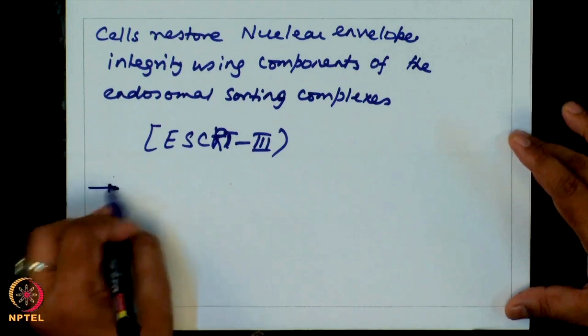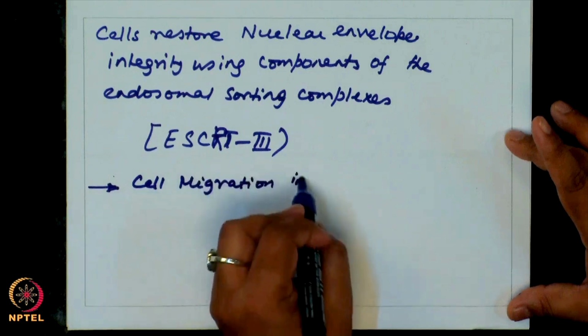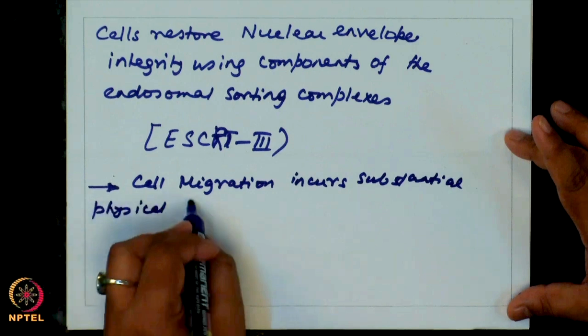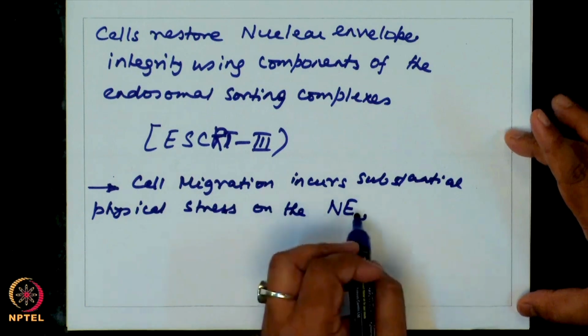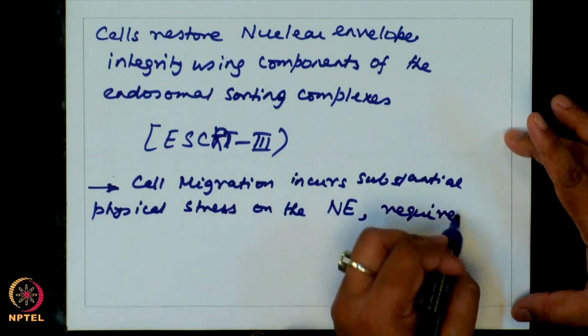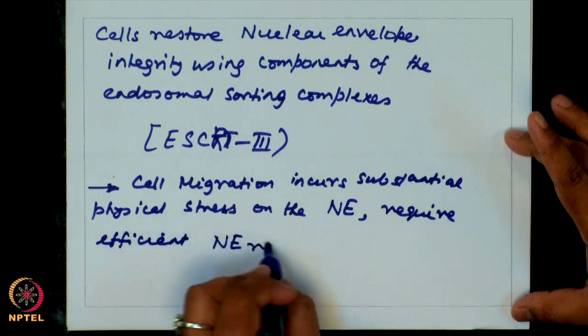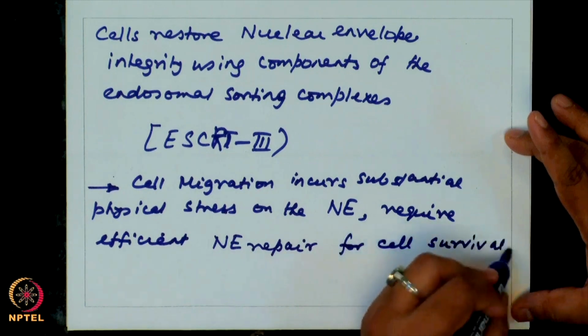Okay. So, together what these studies show is that cell migration incurs substantial physical stress on the nuclear envelope, and so if this is true, then you do require efficient nuclear envelope repair, okay, for cell survival. Okay. So, this is the first part. Okay. This shows that you can have nuclear damage, okay, and this would lead to cell death if the cell did not have a mechanism of surviving.